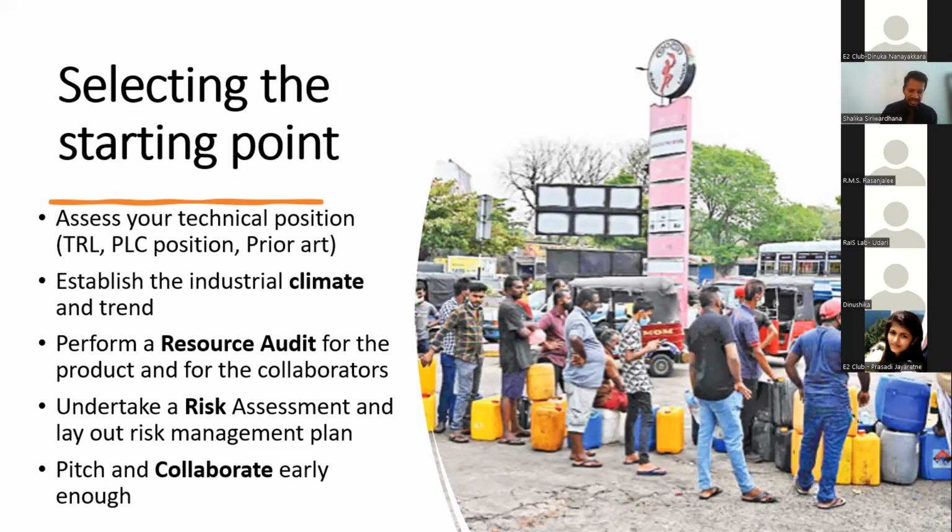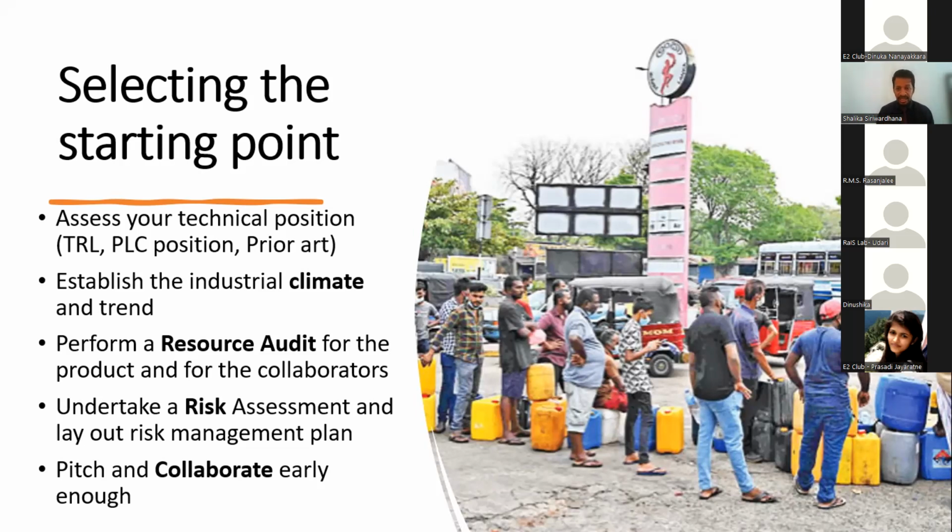Pitch and collaborate early enough. That means once you prepare your resource audit, risk assessment, climate evaluation, and your technical position, you can go into an industry and tell them that, okay, my product is in the minimum viable stage, MVP. Now we are ready to do the industrial trials, and these are the things that we need to test and see whether we can manufacture it industrially or whether we can launch it in a commercial scale.